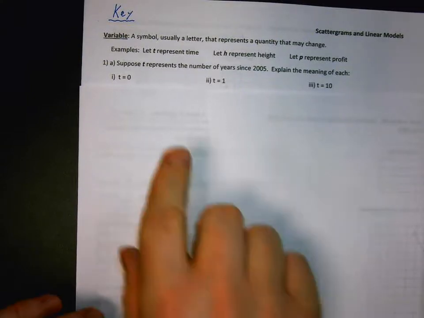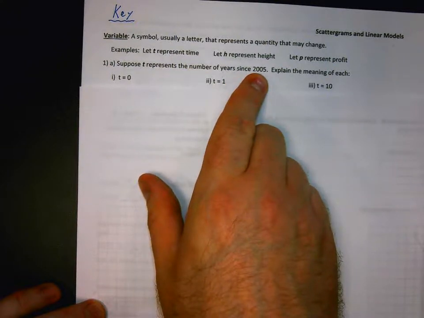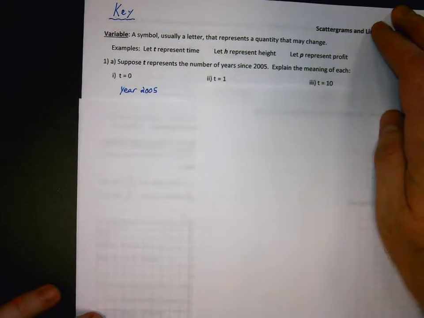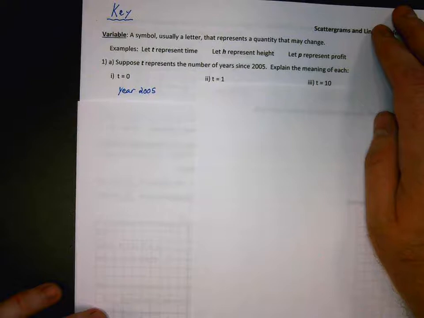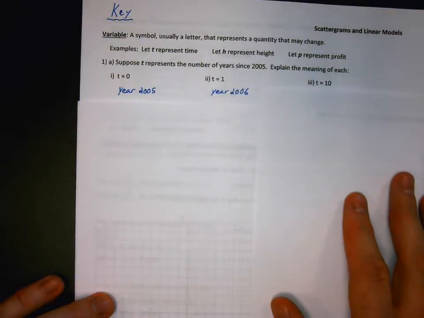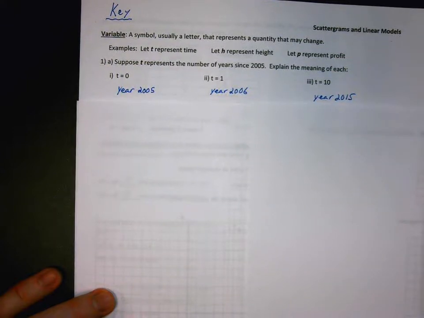So in example 1, suppose T represents a number of years since 2005. Explain the meaning of each. Okay, so T equals 0 would mean that if T is 0, that's the number of years since 2005. So all that T equals 0 would represent the year 2005. T equals 1 would be 1 year since 2005, which would be the year 2006. And T equals 10 would be 10 years since 2005, which would be the year 2015.